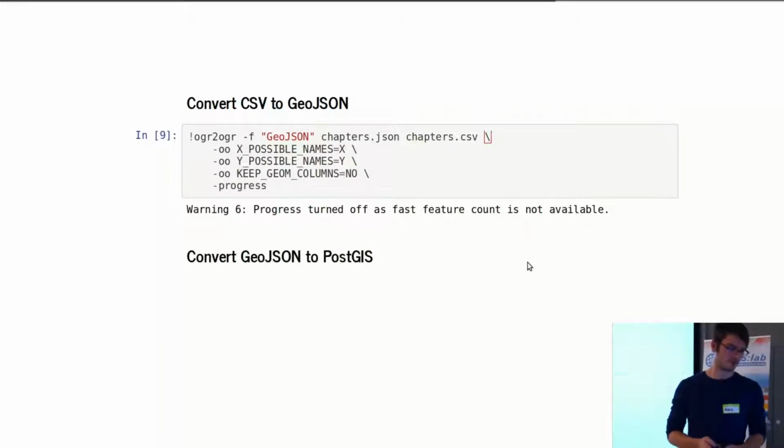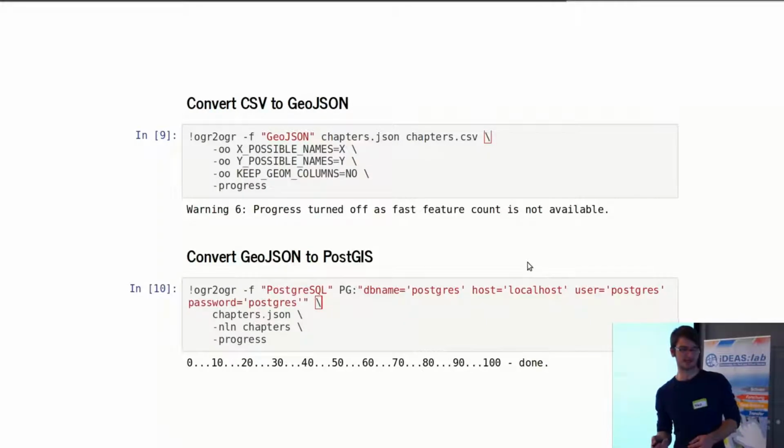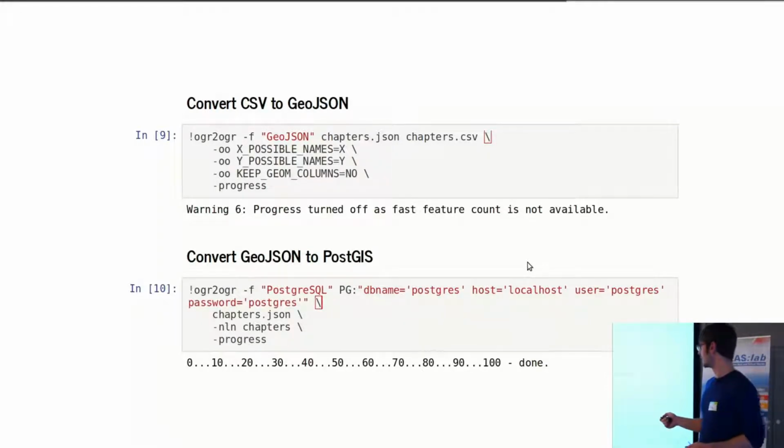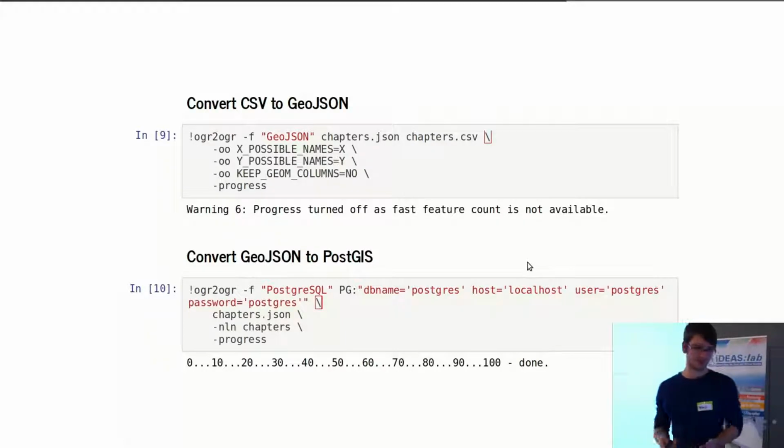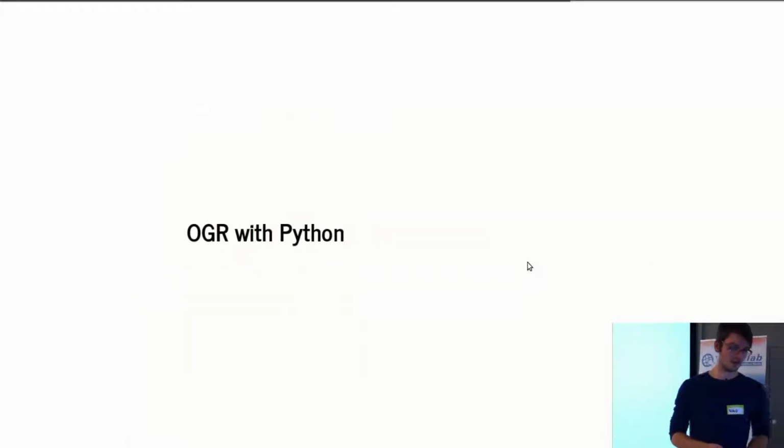And then you can also convert GeoJSON to PostGIS. Then you need to add the information for the database: the database name, Postgres, the host, the user, and the password if you have set it. And then you can have a lot of other parameters which you can choose. You can, for example, change the table name with this command. And then you have it in PostGIS.